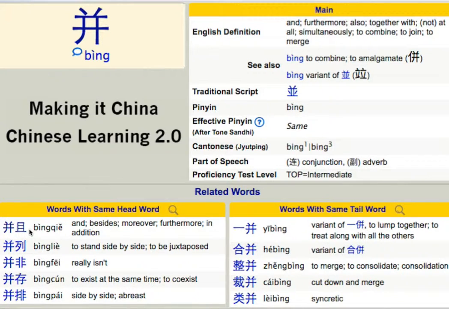并且并列并非并存并排. All right, now let's do a little drill that helps you also remember as well. We go jumping from word to word. 并且并列并存并非并且并列并排并非并存并排并且并列. All right, now let's look to the right, and we have now the word 并 on the right side of the phrase or word, however they call it.